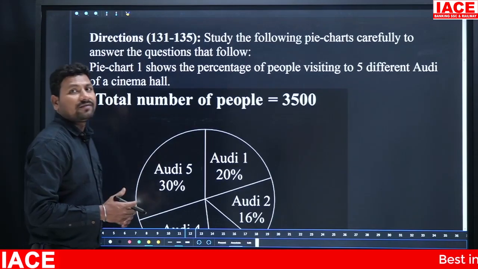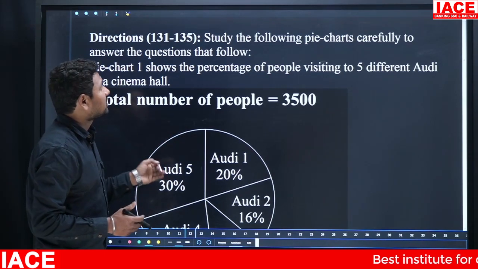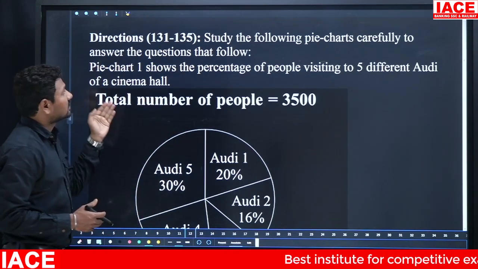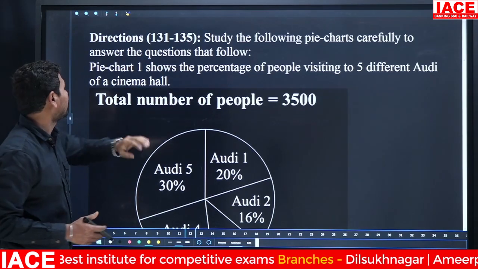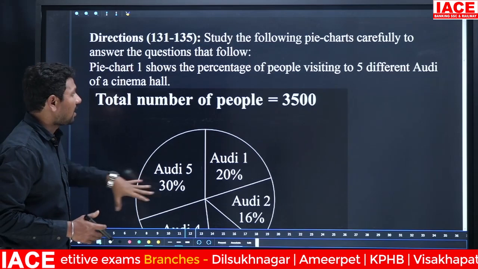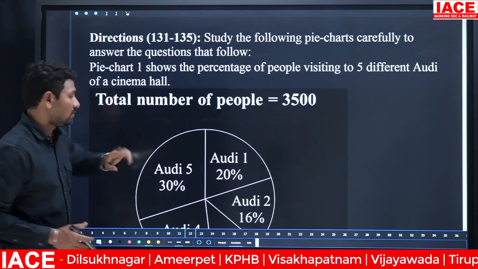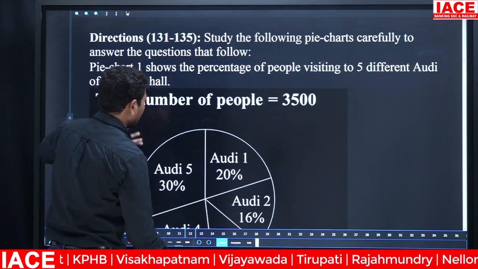Yeah, next we have data based on two pie charts. Study the following pie charts carefully and answer the questions that follow. Pie chart 1 shows the percentage of people visiting 5 different days of a cinema hall. This is the total number of people mentioned, which we have to distribute.